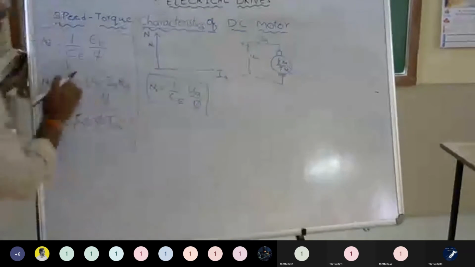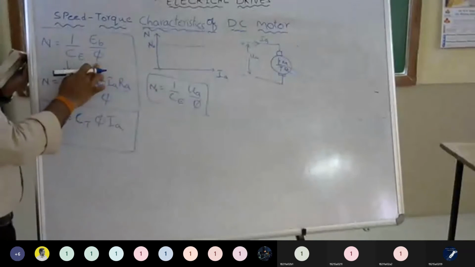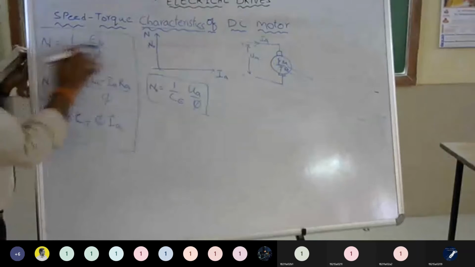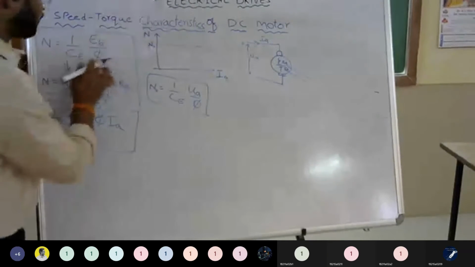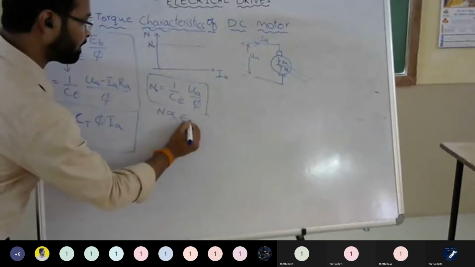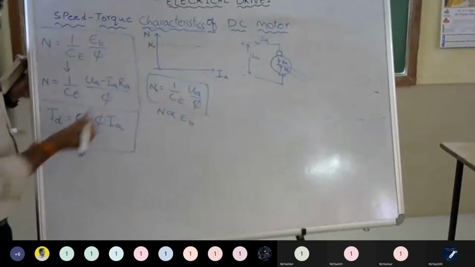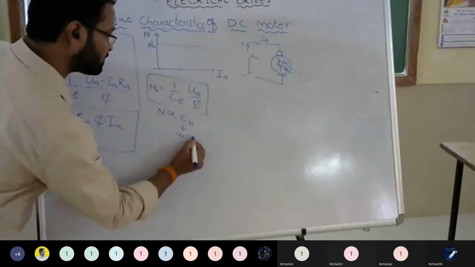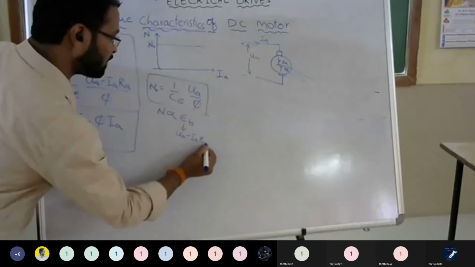Now suppose flux is constant. We'll consider that flux is constant, so N is directly proportional to EB. So N is directly proportional to EB. EB means UA minus IA RA.